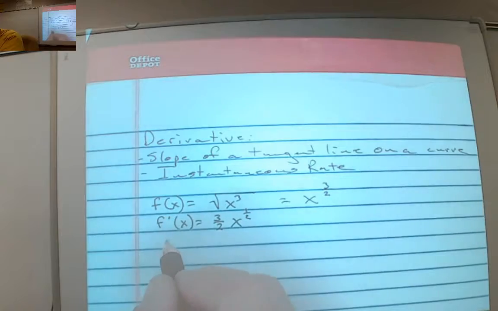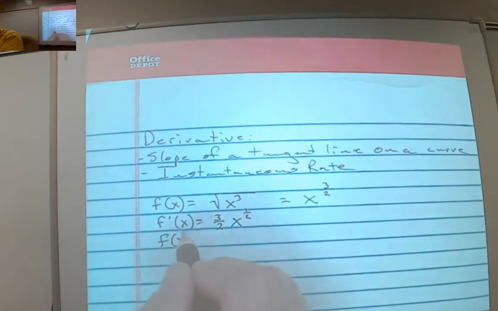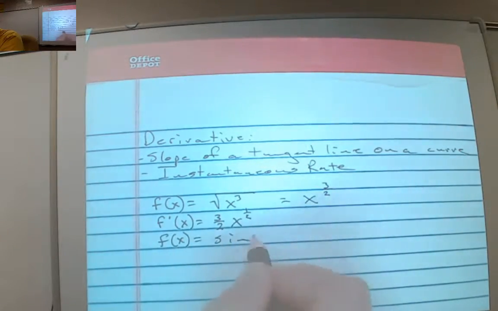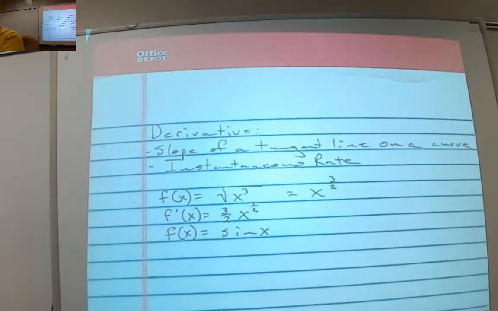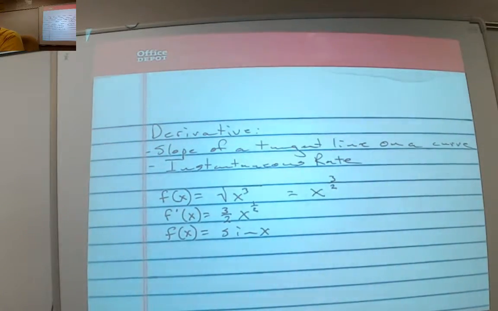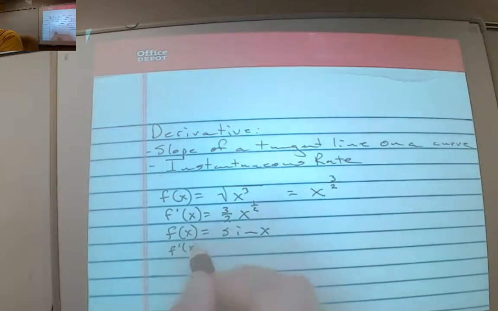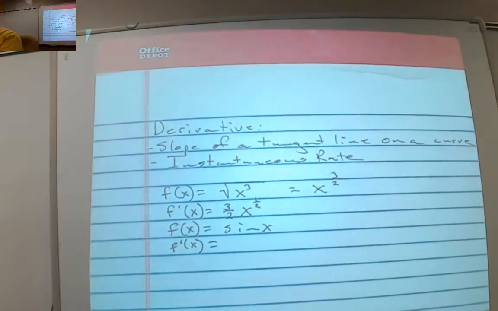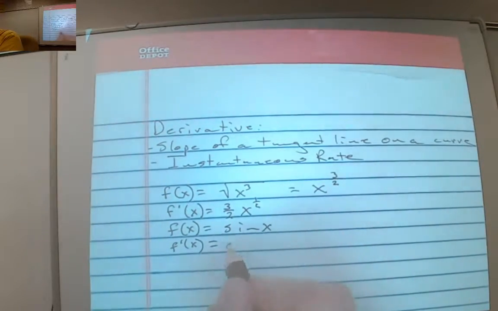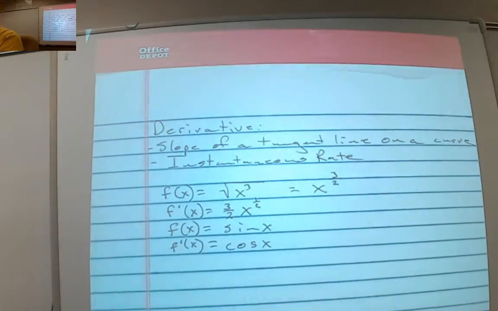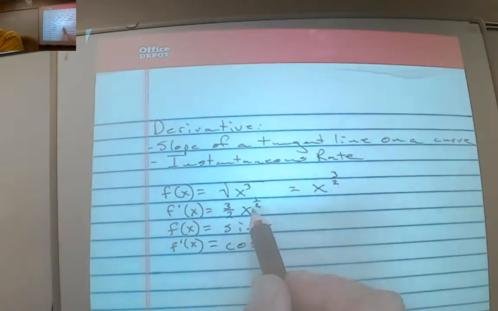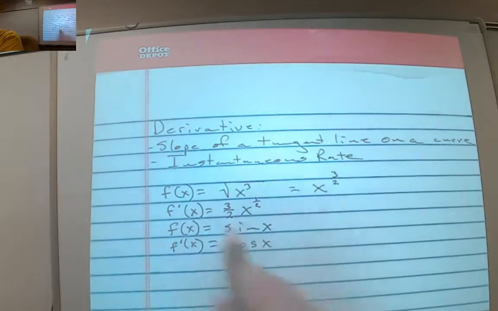Zach, what if I gave you this? Would you use the power rule there? No, you'd have a different rule, correct? And you would come up with what is the answer. And if you're not sure, it's on the board. Cosine x. You'd use one of the rules for trig, correct? All right. So power rule, a trig rule.